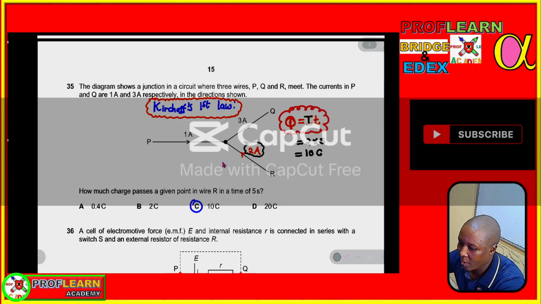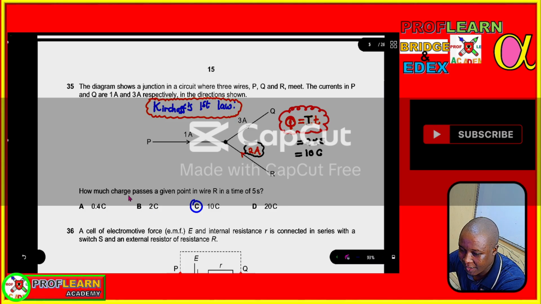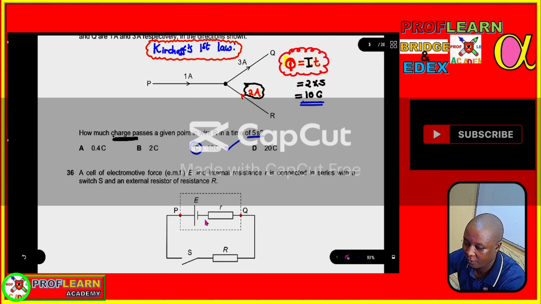So we want how much charge passes. We know charge is equal to I times t. Charge is equal to what? It. So we know the current, it is given, we have written it. Then since the time is 5 seconds, we can say it's 2 times 5, which is going to be 10 coulombs. And that is the correct answer for that.